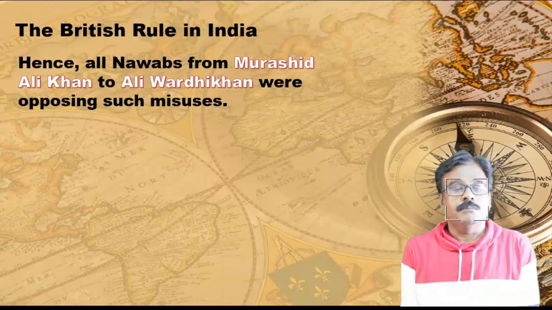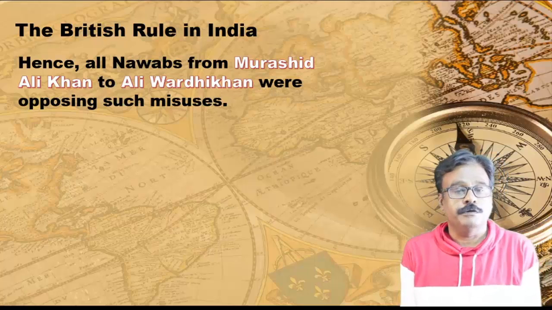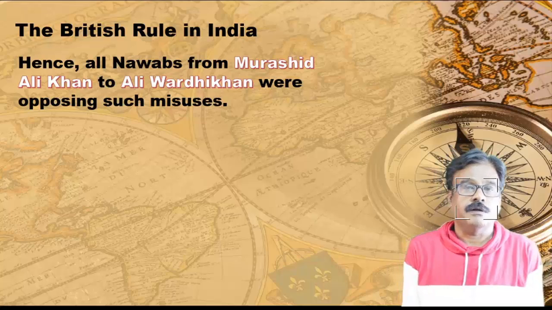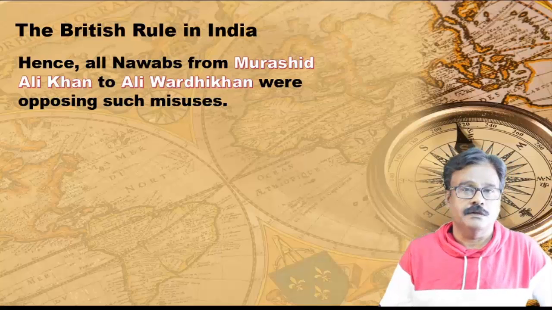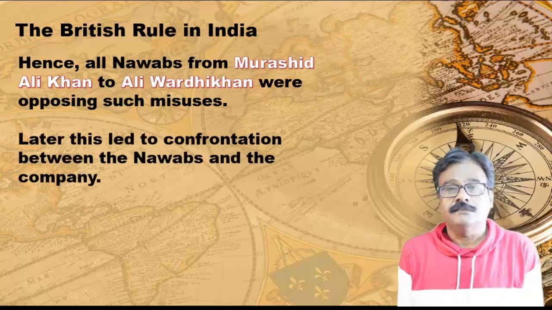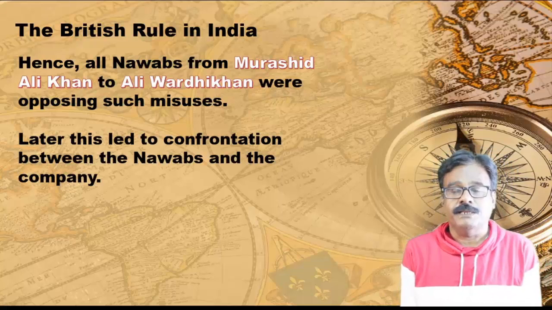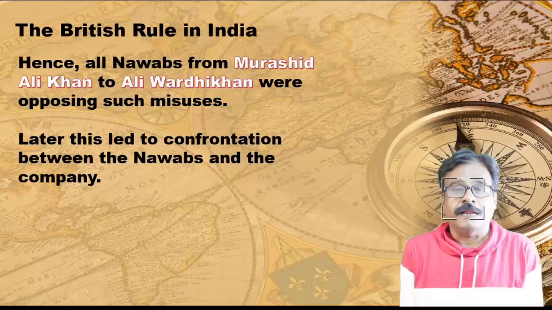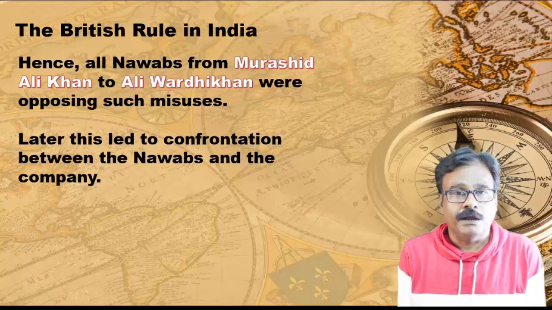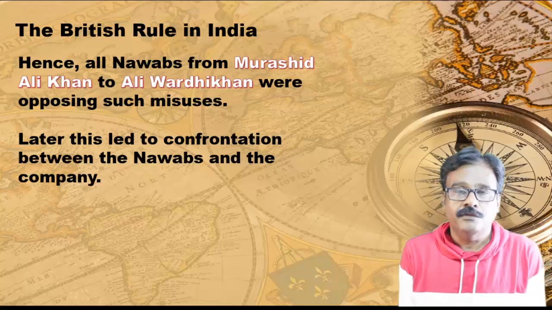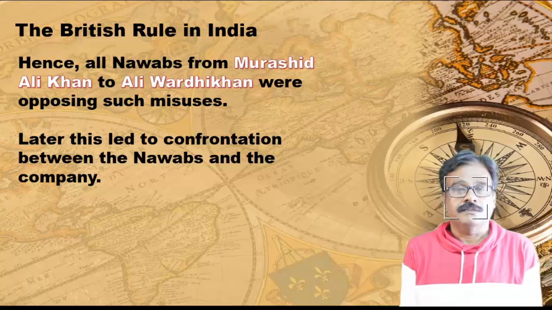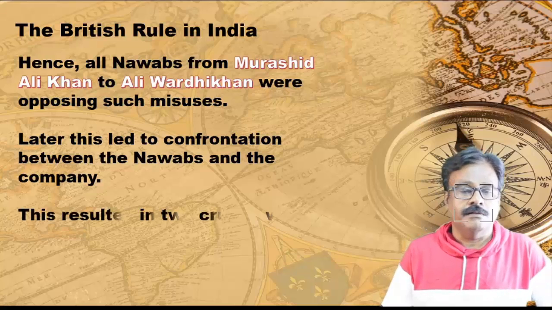Hence all Nawabs from Murshid Quli Khan to Alivardi Khan were opposing such misuse. All Nawabs were not happy because the employees of East India Company were misusing trading licenses. Those are dastakats. Later this led to confrontation between Nawabs and the company. Even though they complained to the East India Company, they did not take proper action. Even the Nawab of Bengal asked East India Company to surrender those employees who have misused the dastakats. But East India Company refused to do that and kept the workers with them only. This angered the Nawabs of Bengal.